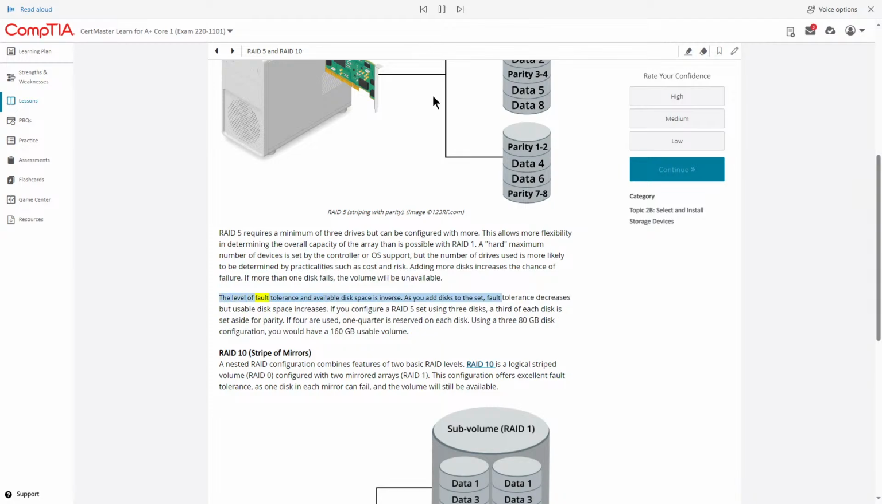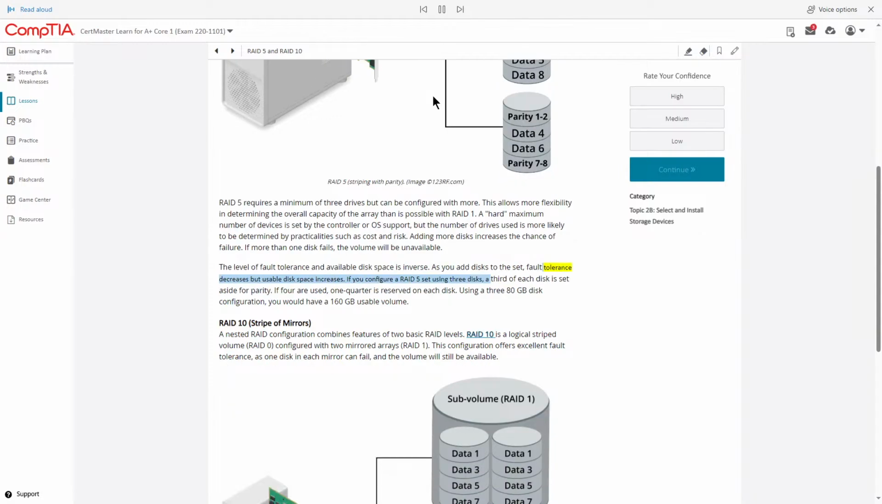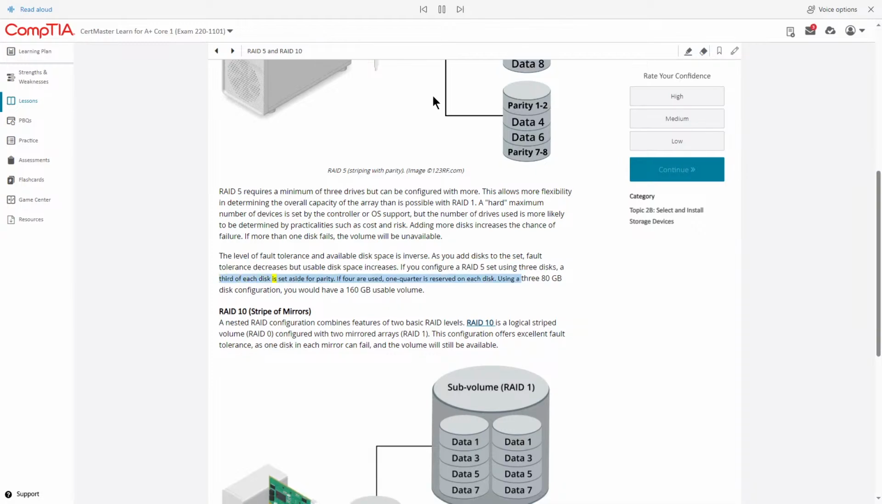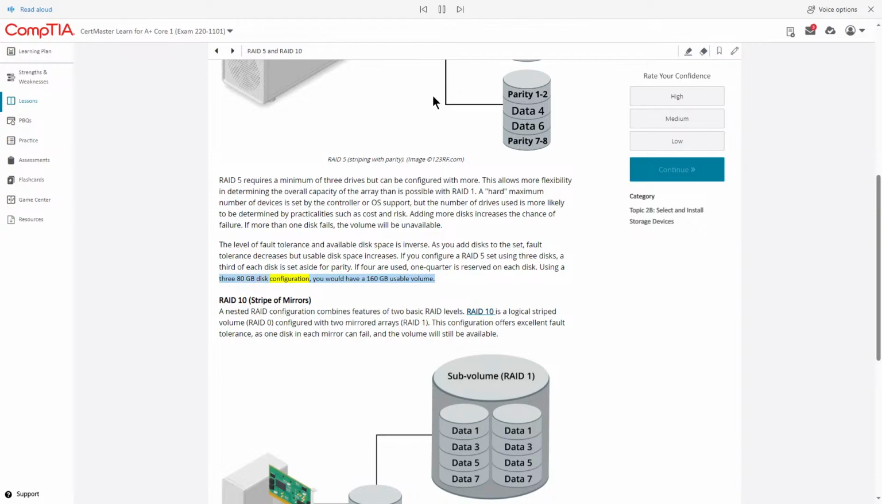The level of fault tolerance and available disk space is inverse. As you add disks to the set, fault tolerance decreases, but usable disk space increases. If you configure a RAID 5 set using 3 disks, a third of each disk is set aside for parity. If 4 are used, 1/4 is reserved on each disk. Using a 380GB disk configuration, you would have a 160GB usable volume.